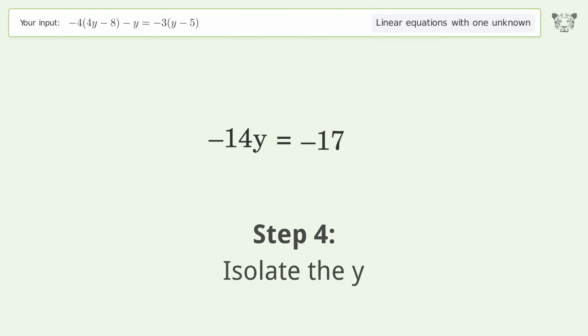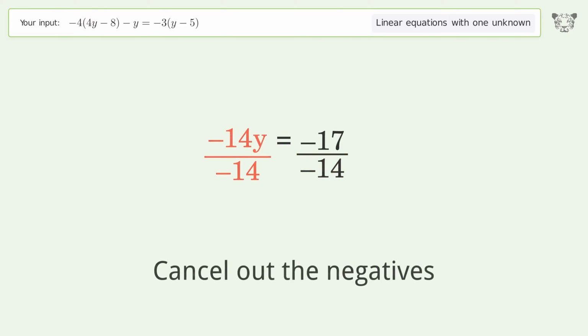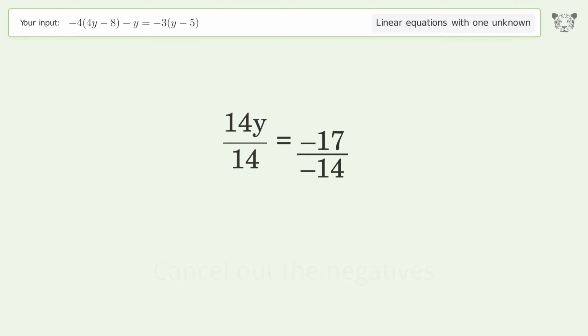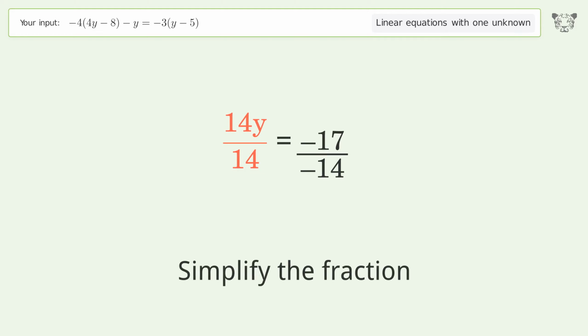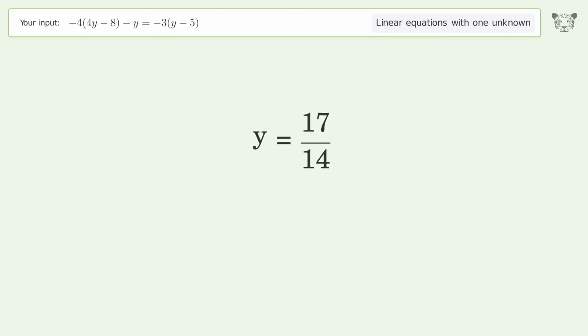Isolate the y. Divide both sides by -14. Cancel out the negatives. Simplify the fraction. Cancel out the negatives. And so the final result is y equals 17/14.